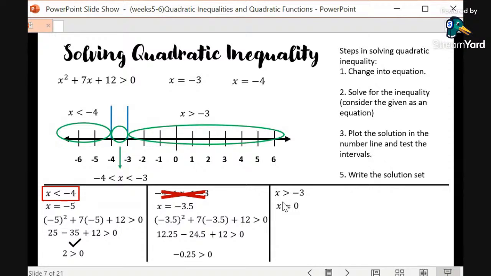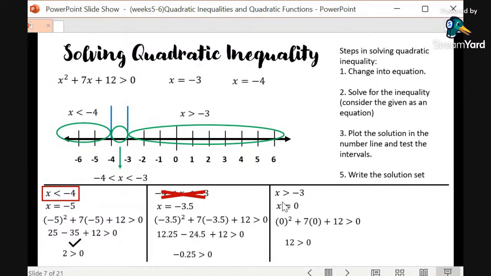Okay lang yan. Okay? So next, we're going to replace again the value. So papalitan lang po natin yung x squared plus 7x plus 12. Palitan lang natin yung variable x ng 0. So that's why we have 0 squared plus 7 times 0 plus 12 is greater than 0. So mas madali, di ba? Ano ba ang 0 squared? So 0. Ang 7 times 0 ay 0. So ano na lang ang matitira dyan? So ang matitira na lang dyan ay 12. So, ang sagot natin dyan ay 12 is greater than 0. Tama ba? Kasi nga puro 0 lang din naman.